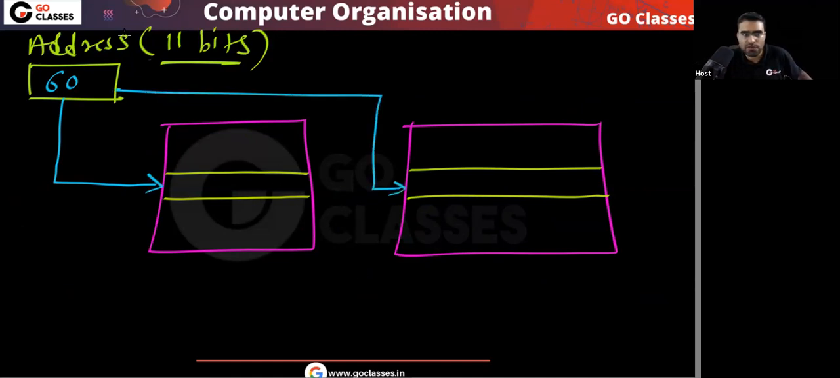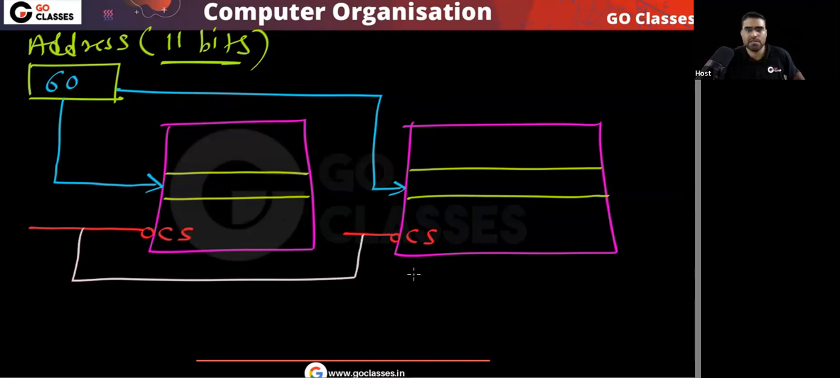So using this address, we will activate both these locations. Now what we will do? Remember, there is a chip select. I told you there is a chip select. So let's assume, for example, this is the chip select. Now we will connect these two chip selects. Agree with me? Yes or no? These two chip selects we will connect.